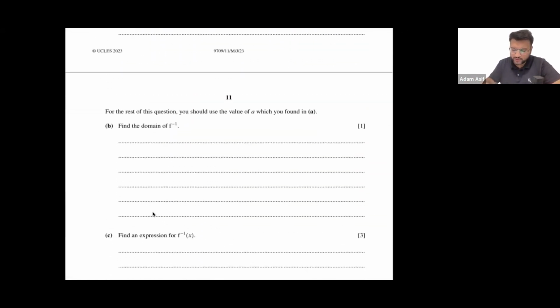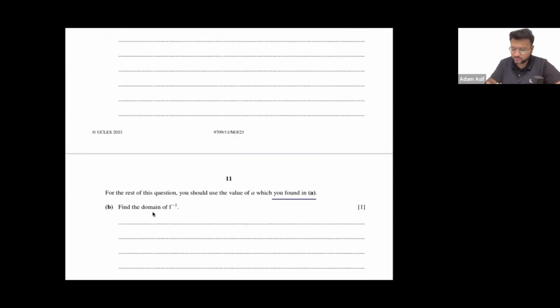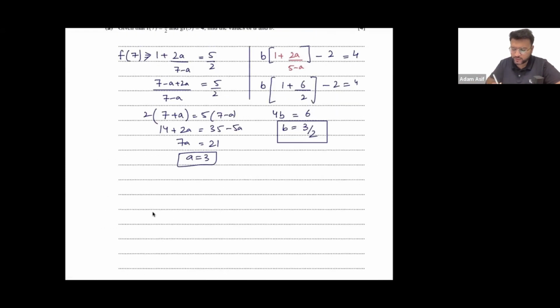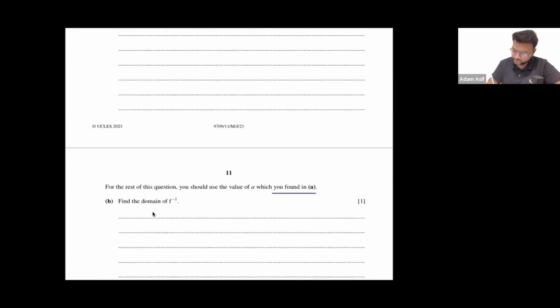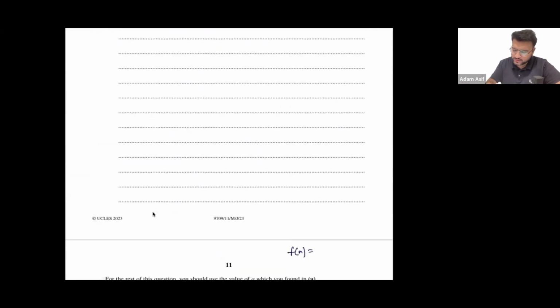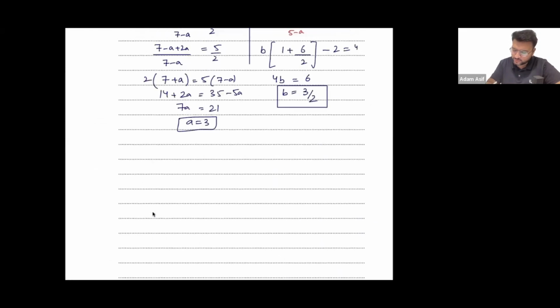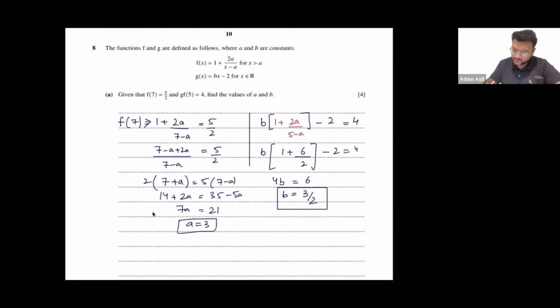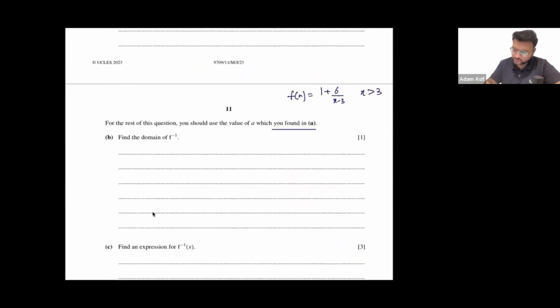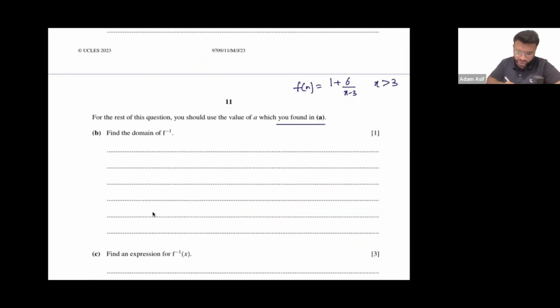Now, the second part says, for the rest of this question, you should use the value of a which you found in part A. Part A, we found the value of a as 3. So this means that the function f of x would be 1 plus 6 upon x minus 3. And the domain is going to be x greater than 3. Since it was x greater than a, and a value is 3, so the domain is going to be x greater than 3. Now the question says, find the domain of the inverse function of f.